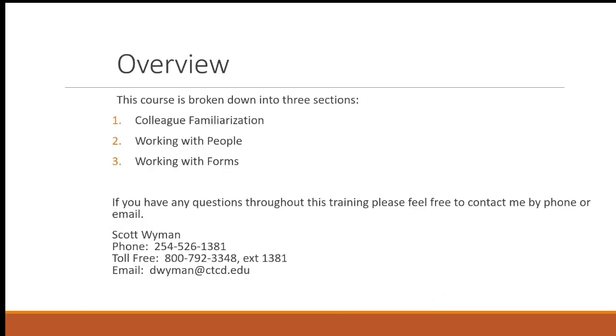All right, so here's our overview. We're going to take a look at basic Colleague familiarization, just to kind of get you used to the Colleague navigation screen or the Colleague screen. That's kind of the navigation part of this. Then we'll take a look at working with people, adding and manipulating records. And then we'll finish up with working with forms. And that's going to be the longest portion. If I'm not mistaken, there are 6 sections to this particular part of the course.